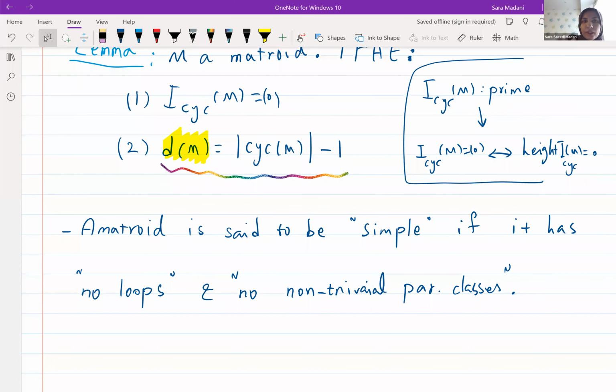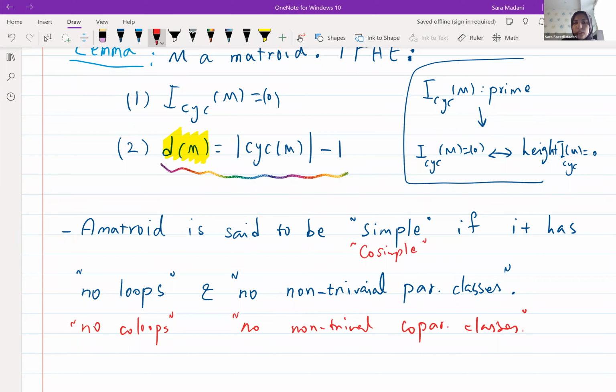And if I say co-simple, it means that there are no co-loops. You know, when I put co before the word, it means that I'm looking at the dual matroid. And here, no non-trivial co-parallel classes. So now we have two new concepts, simple and co-simple.